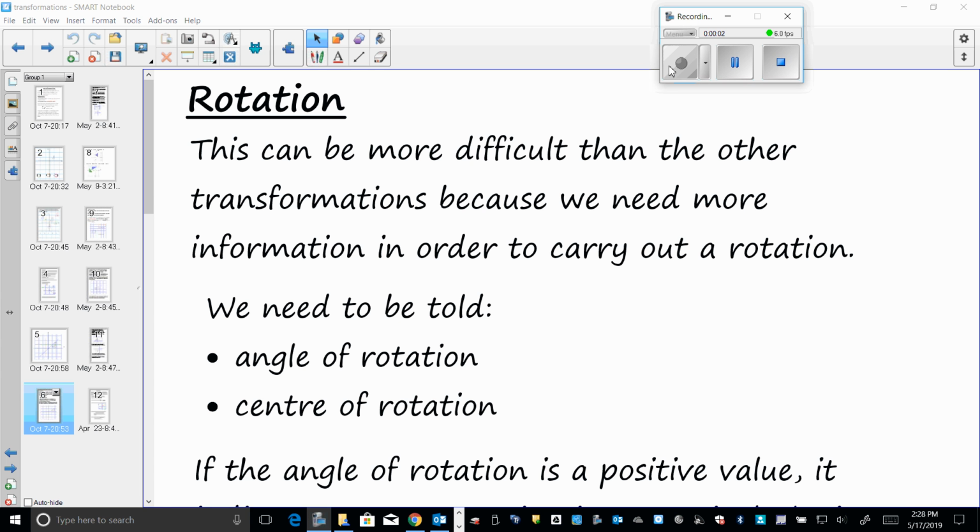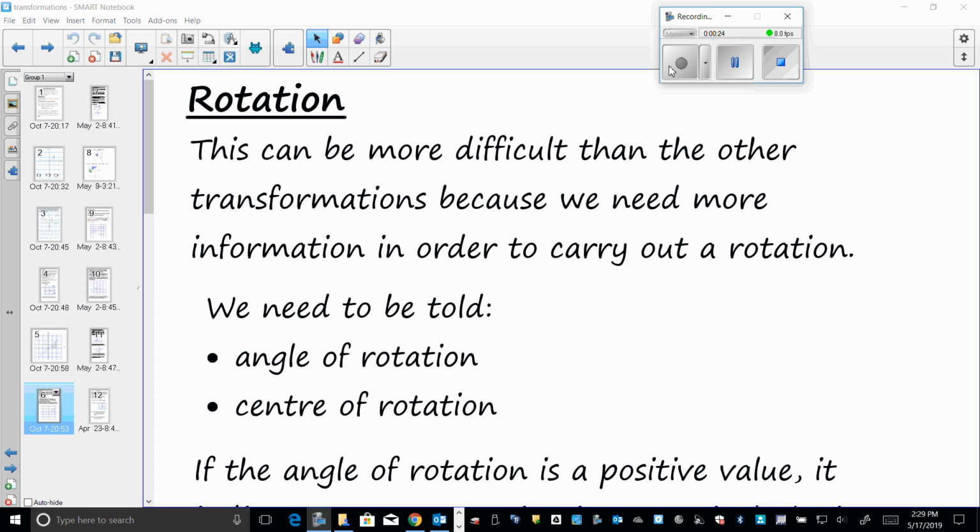Okay, so rotation. This is our third transformation. What happens when things rotate? They turn around. They spin. Yes, and so when we're rotating in math, we're rotating about a certain point.